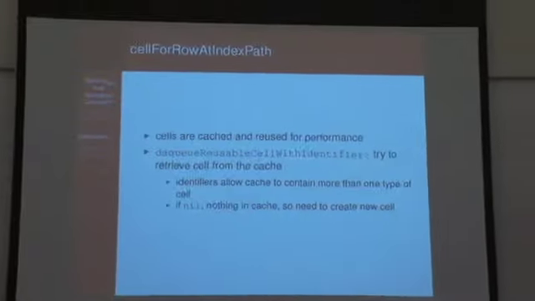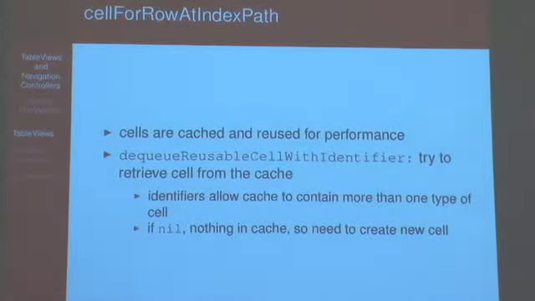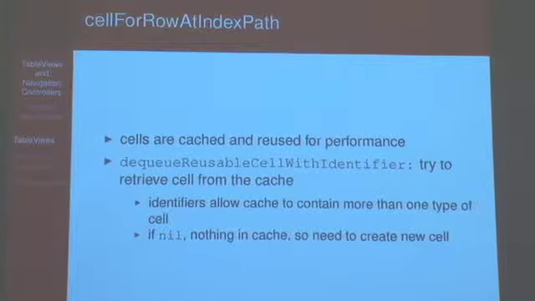So in order to pull a cell from the cache, or basically ask the system, do I need to allocate a new cell or can I use one? You're just going to send this really simple, very longly named message, dequeueReusableCellWithIdentifier. And that's going to return one of two things. If it returns nil, that means that there are no cells already loaded into memory, stored in the cache, that you can currently use. So if that's the case, then you have no choice. You need to allocate a new cell.